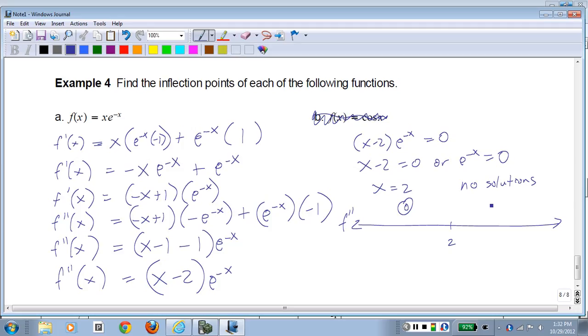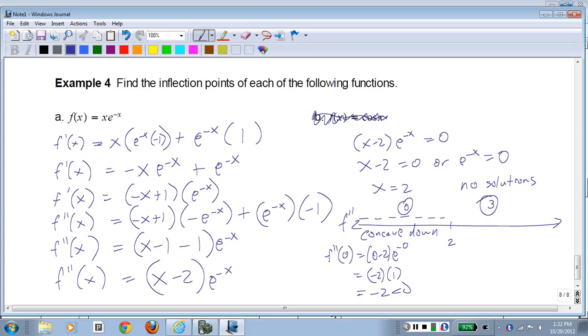I'm happy with 3. 71 would work. Maybe 3. So f double prime of 0 is going to be 0 minus 2 times e to the negative 0. So that's going to be negative 2 times 1, or negative 2. Less than 0, so we get minuses. Concave down.